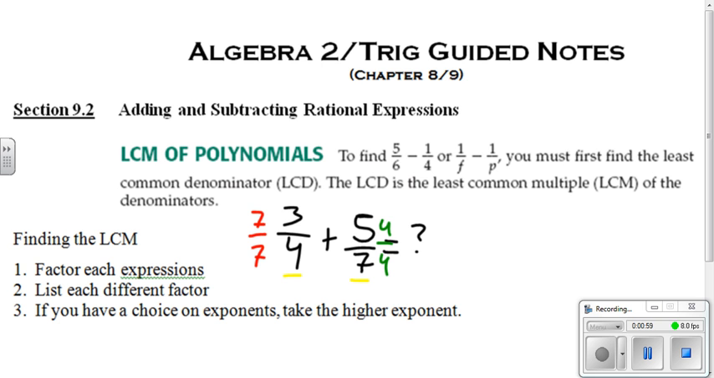So now we would change it to 21. 7 times 3 is 21. 7 times 4 is 28. So our common denominator is 28. 5 times 4 is 20. 7 times 4 is 28. Now we have that common denominator.